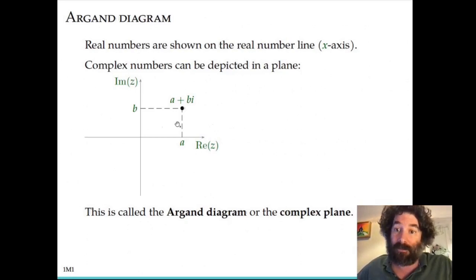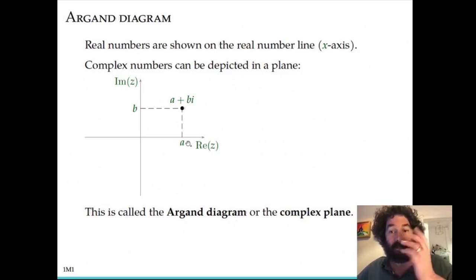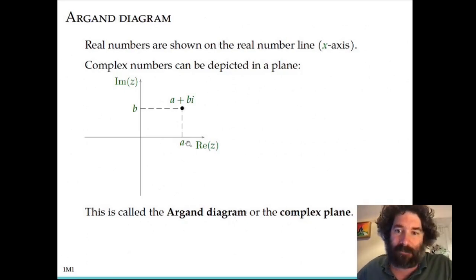So this visualization of a complex number is called the Argand diagram, oftentimes in engineering, or sometimes the complex plane is probably more the mathematical term, the complex plane. And this is how we should understand the geometry of complex numbers.